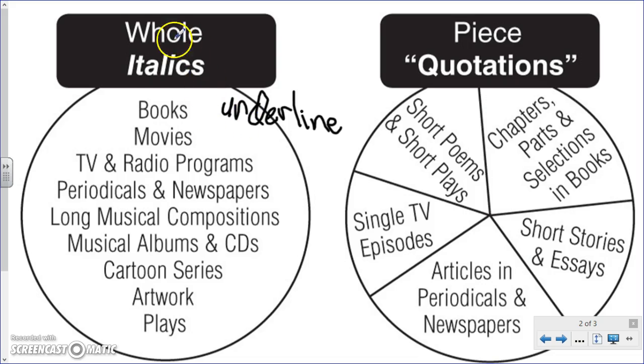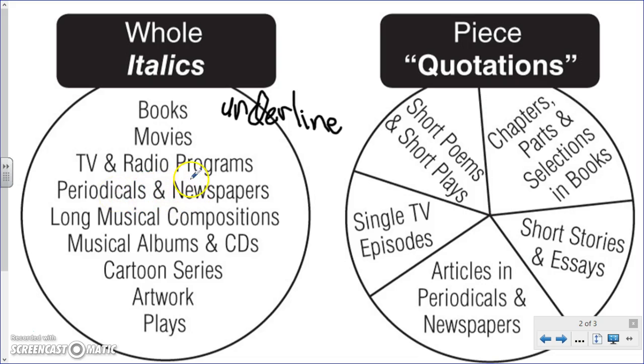Okay? Now, if you look at these as two different pies, we have a whole pie and we have what we call a piece of a pie over here. So in this whole pie, things that are larger in scope need to be italicized or underlined. We have books. They're large pieces. They're whole pieces. Movies. They are longer aspects of it. TV and radio programs, like your TV series, your Breaking Bad, your Prison Break, your Vampire Diaries. Those are your TV shows. Periodicals and newspapers. Periodicals is this idea of magazines.